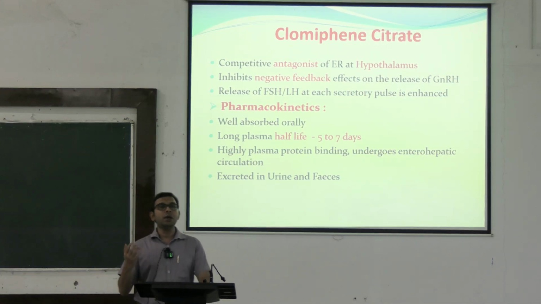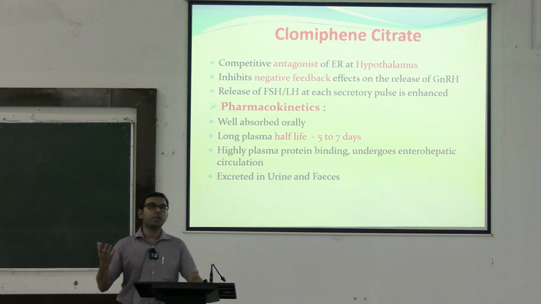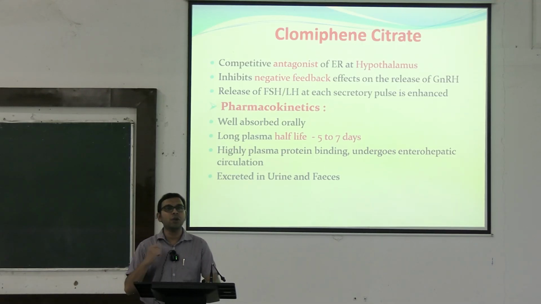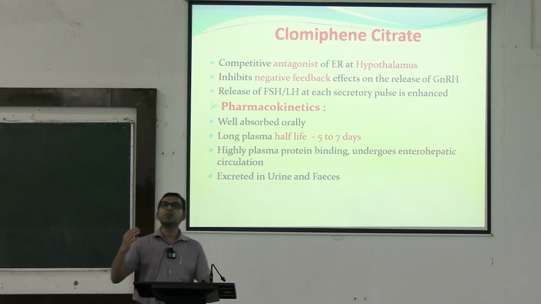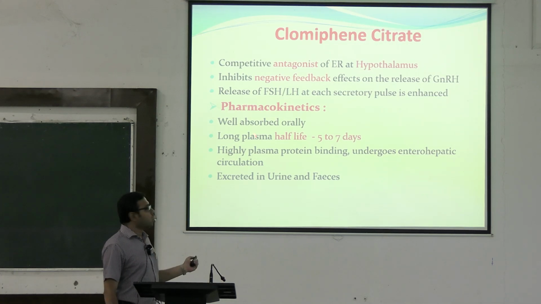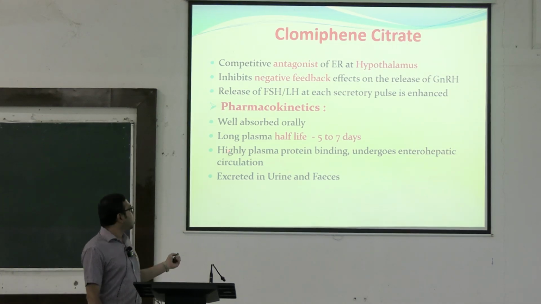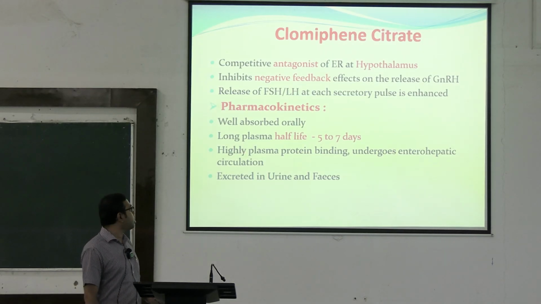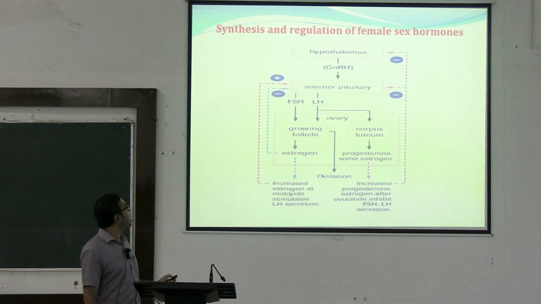But when we need more chances of ovulation, this negative feedback effect is to be removed. When the negative feedback effect is removed, there will be a greater burst of gonadotropin releasing hormone released, so there will be more chances of ovulation. They are well absorbed orally, the plasma half-life is quite long, 5 to 7 days, with high plasma protein binding, undergo enterohepatic circulation, and are excreted in urine and feces.